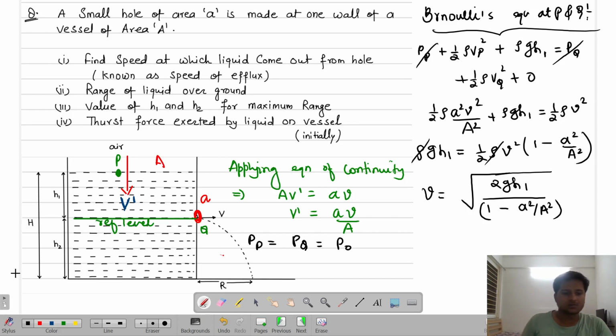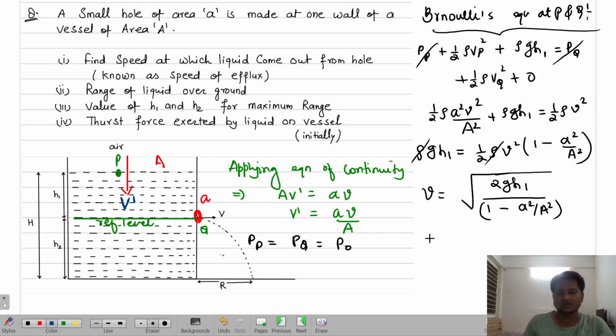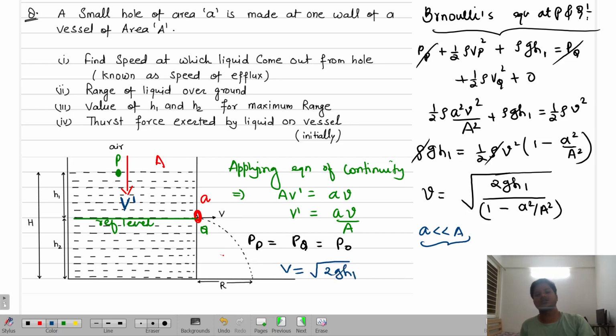So now there is one conclusion I'll try to see. As this hole is very, very small, this small a is much smaller than capital A, isn't it? So this velocity is nothing but just root under twice g h1. Is that clear? So that you got.